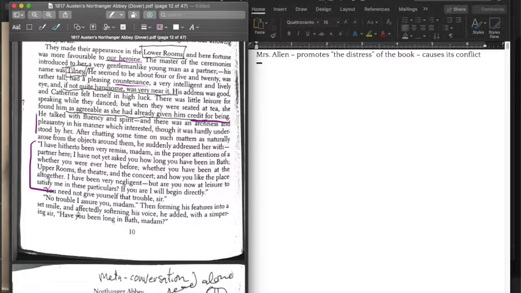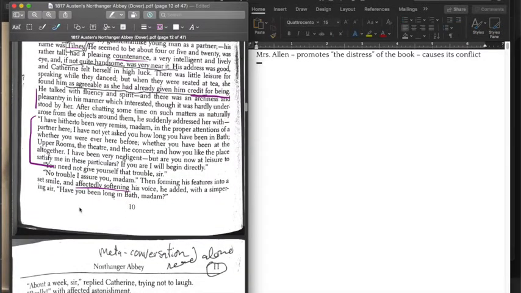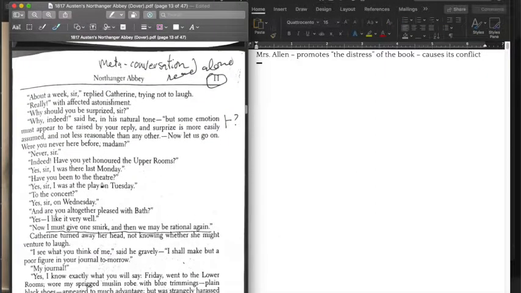Then forming his features into a set smile and affectedly softening his voice. He's like being fake on purpose as a joke, right? He added with a simpering air, have you been long in Bath, madam? This is meta conversation, right? It's a conversation about conversation. About a week, sir, replied Catherine, trying not to laugh. She gets the joke.